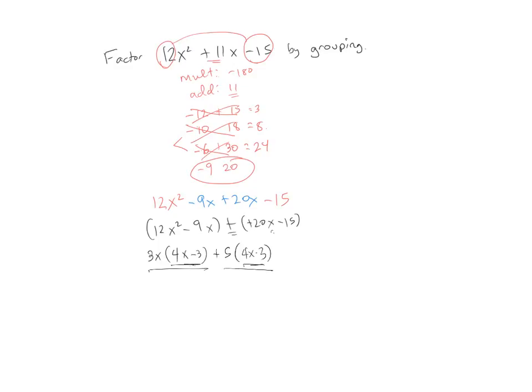And when I look at these two terms, that's the common factor, so I can pull it out. When I pull it out of this, it leaves me with a 3x. And when I pull it out of this, it leaves me with a plus 5. And that's the factored form.